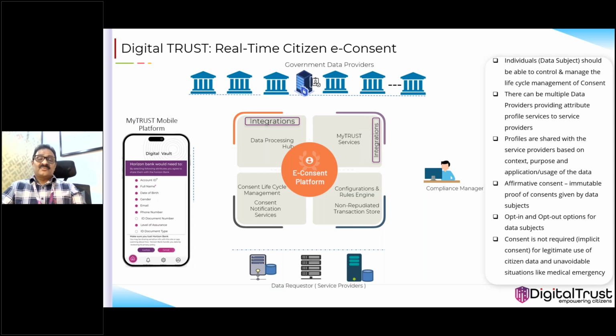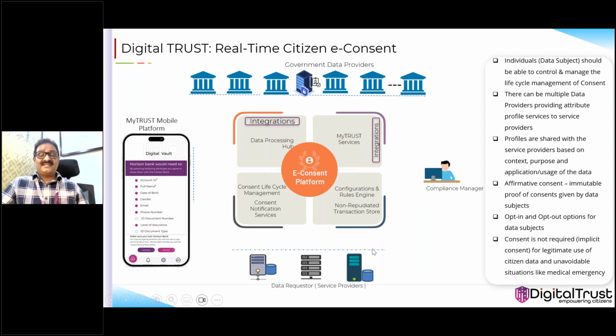Let these independent data providers be on their own, and then let us have a centralized platform which acts as a coordinator between the end customers, and the requesters, which are the service providers. End customers are citizens. The requesters of the profiles are basically citizen service providers, be it government or private, like banks and telecom and various government benefit delivery departments. And these data providers have the different profiles. So this is the privacy by design.